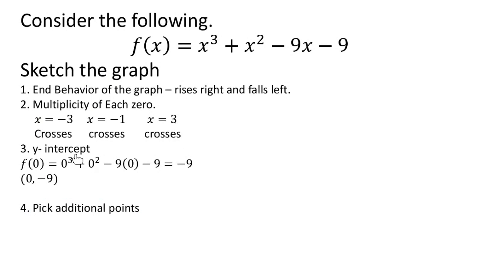The y-intercept is found by letting x equal 0. So we're going to put our 0 here. Anywhere you see an x, you put in a 0. So my y-intercept is (0, -9). And then your last step is going to be to pick additional points. Okay. So this last step, I would encourage you to wait until you have already plotted everything else.